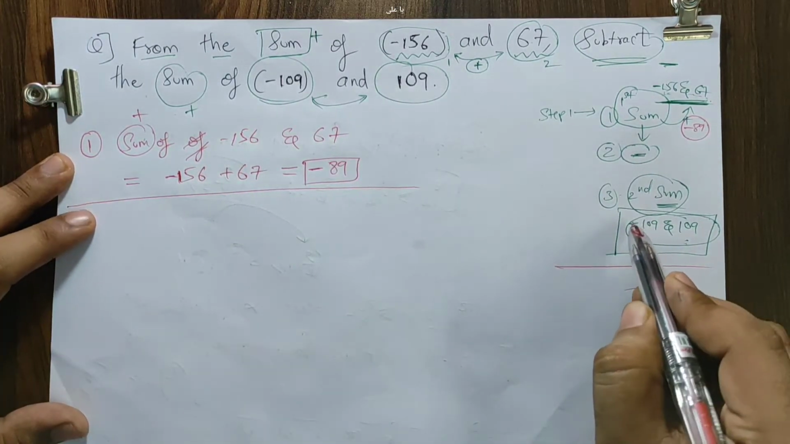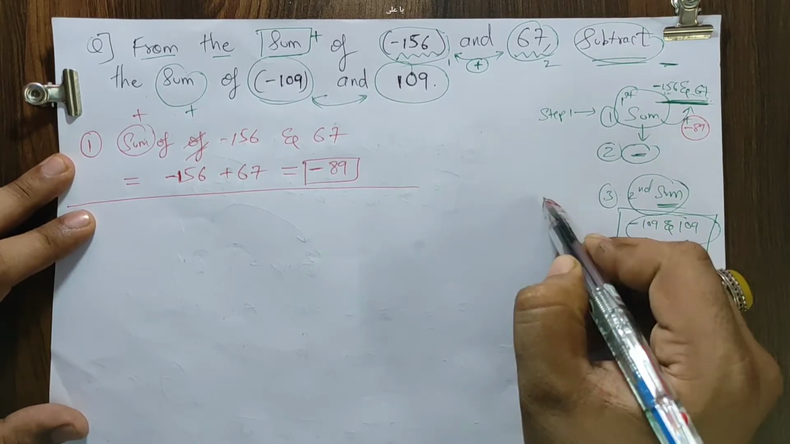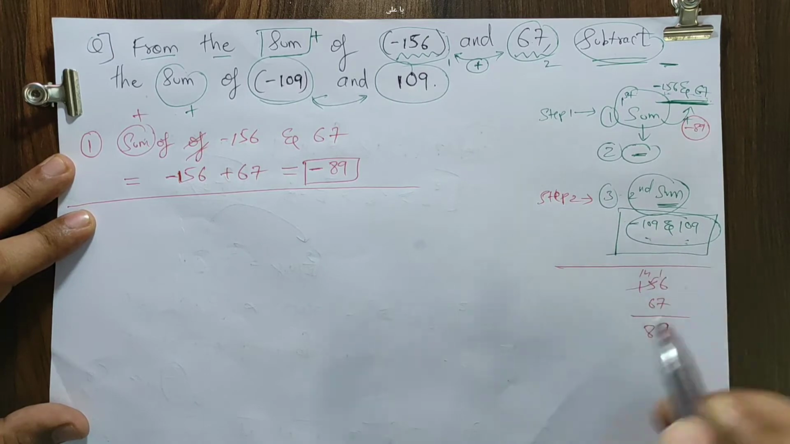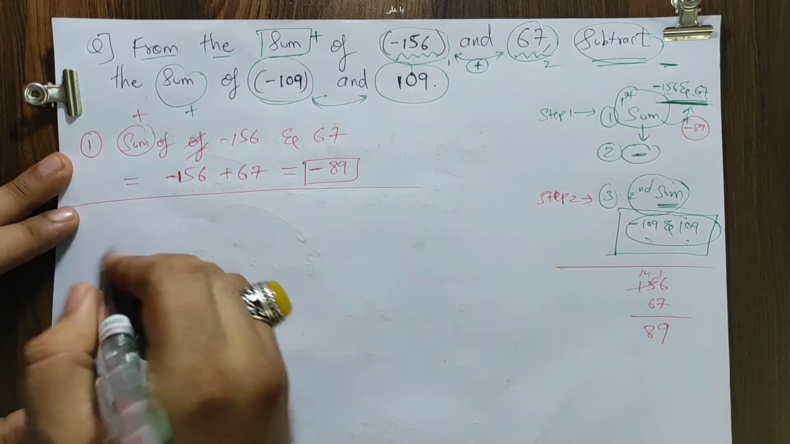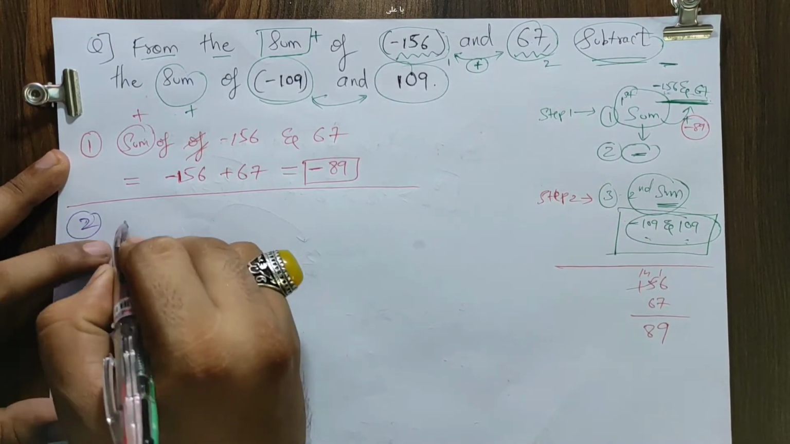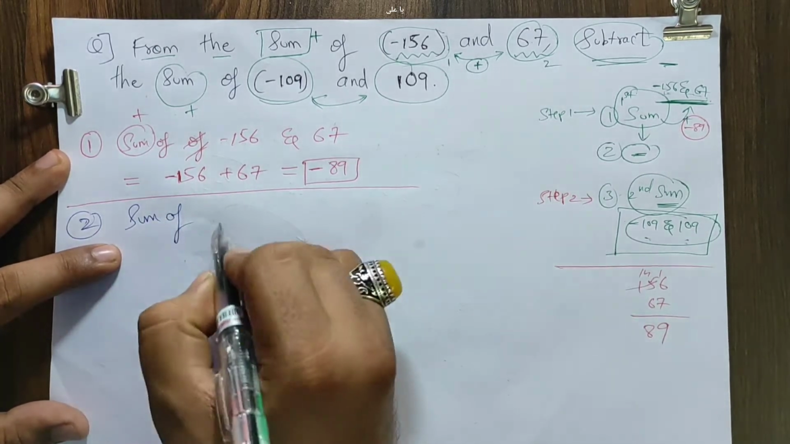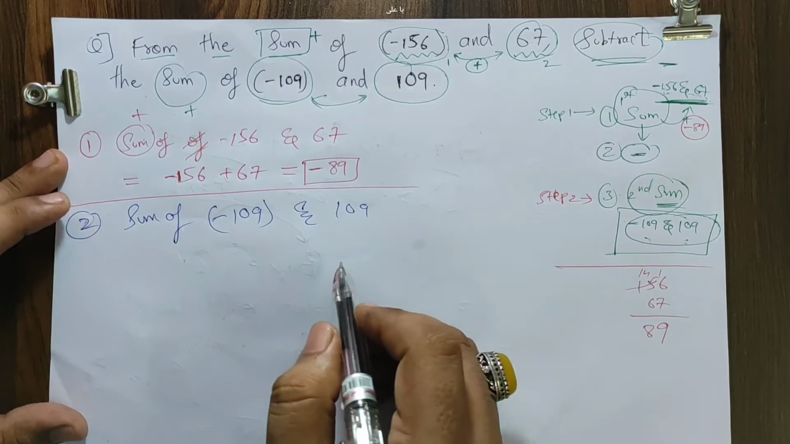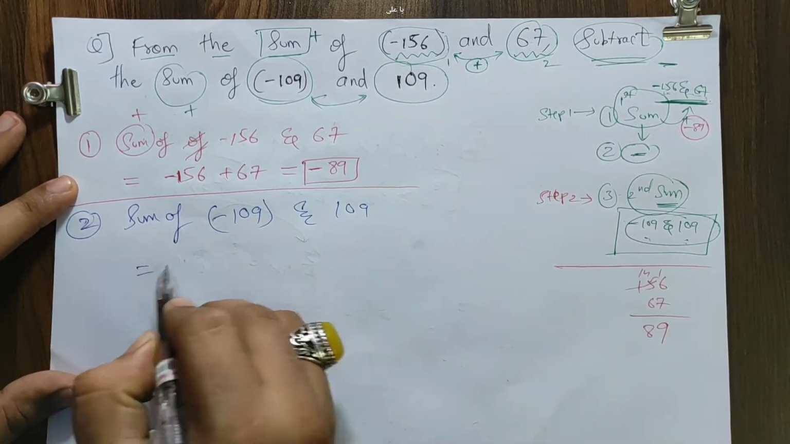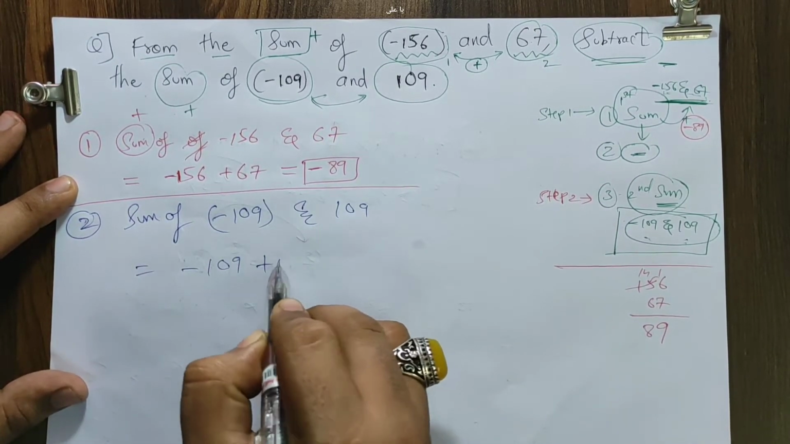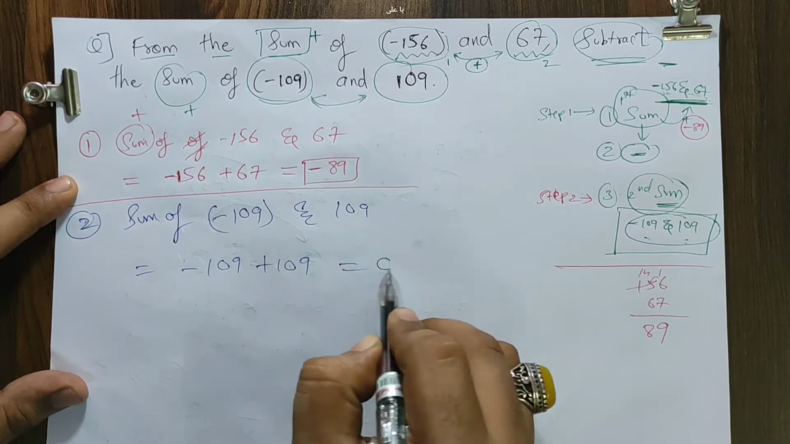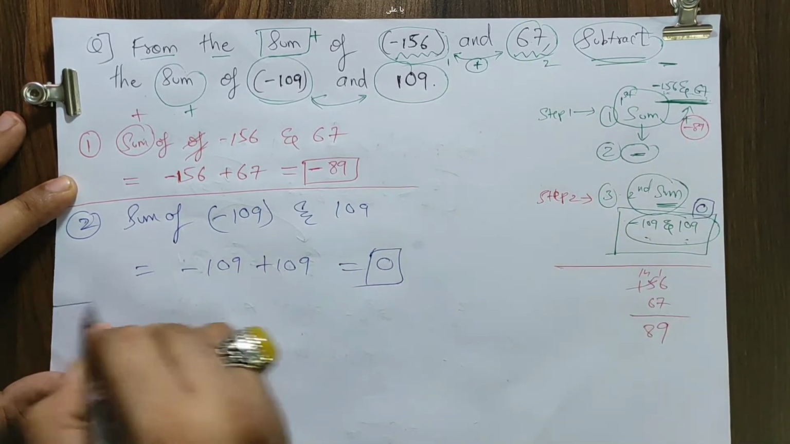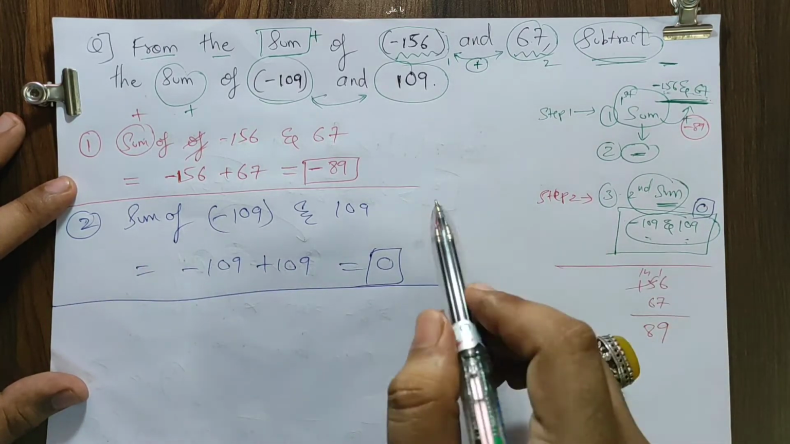So now first I will find the sum of these two numbers. This will be my step 2. Okay, see here please, all of you. Step number 2, I will find the sum of minus 109 and 109. It's so simple. It's minus 109 plus 109. So the answer is 0. It got cancelled.